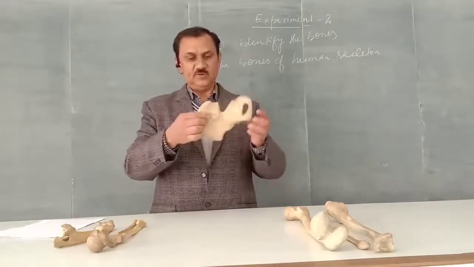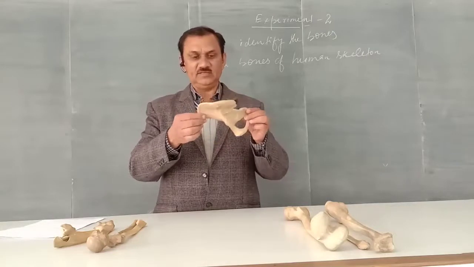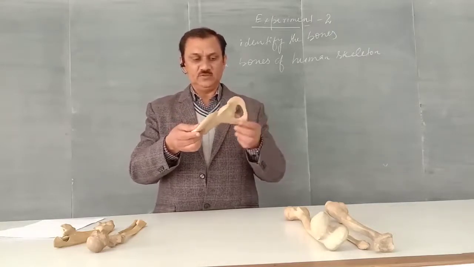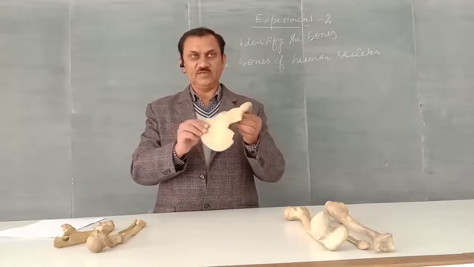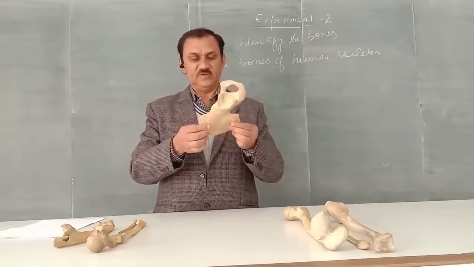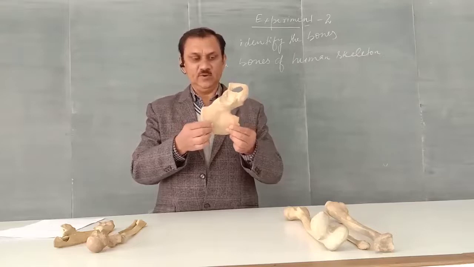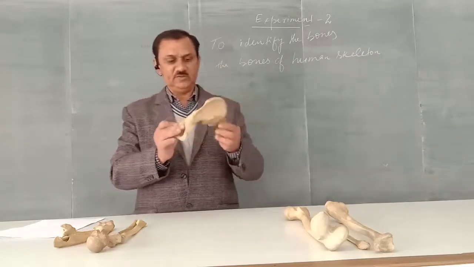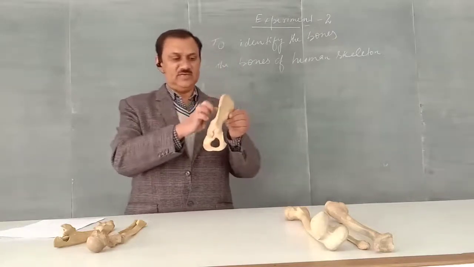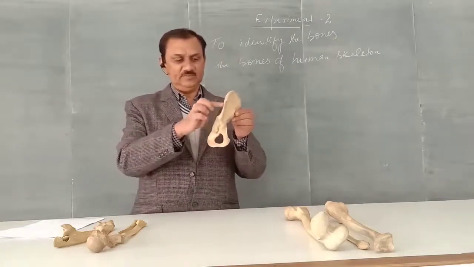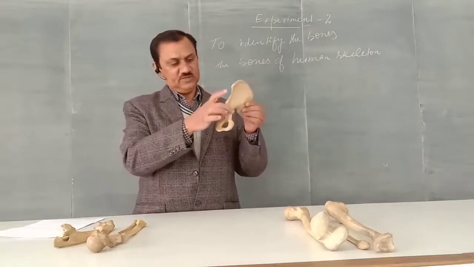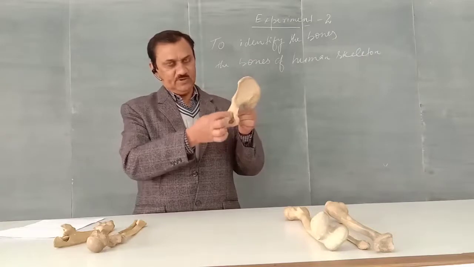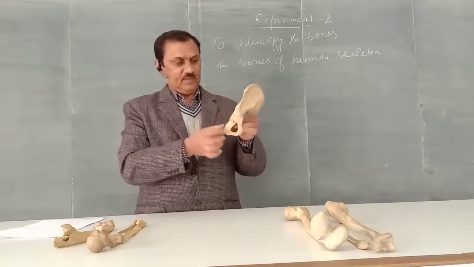This large size bone is called the pelvic girdle. That is the half pelvic girdle, which is also called the innominate bone. So our pelvic girdle is actually present in two halves. One half is called the innominate bone. This bone is made up of three bones. The one large size bone is called the ilium. This bone is called the ischium. So ilium, ischium, and this lower curved bone is called the pubis.